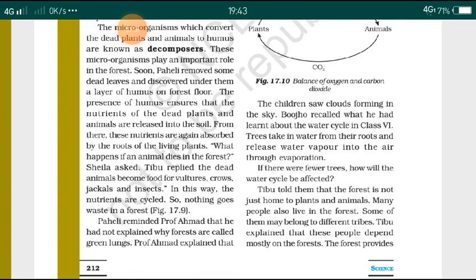Tibu told them that the forest is not just the home of plants and animals. Many people also live in the forest.